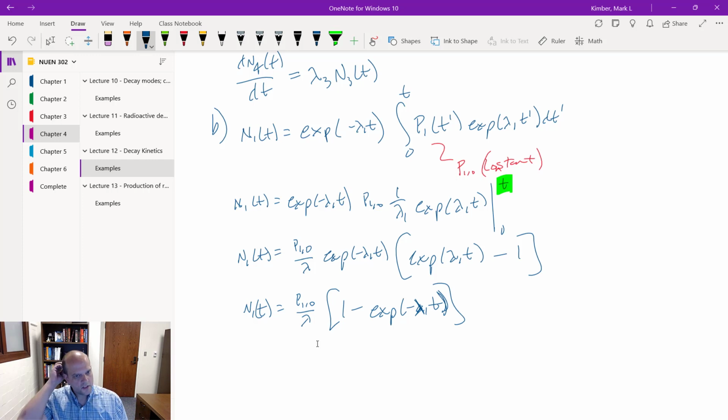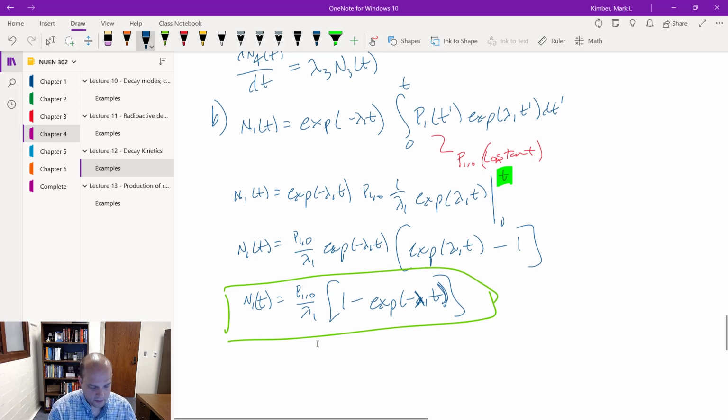And so what does this look like? If I've got a constant production term, then at time equals 0, I've got an initial inventory of 0. That was the initial condition that we knew we had. And as time goes to infinity, I have some constant value of inventory, and that value is going to be equal to the production term divided by lambda 1. So that's my expression for N1.